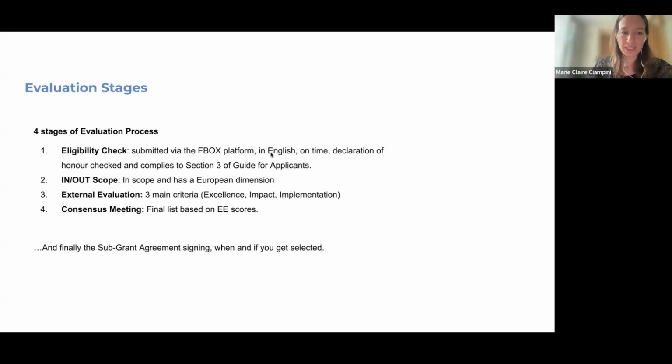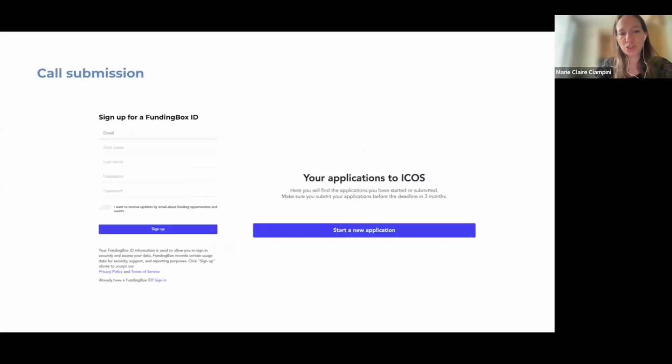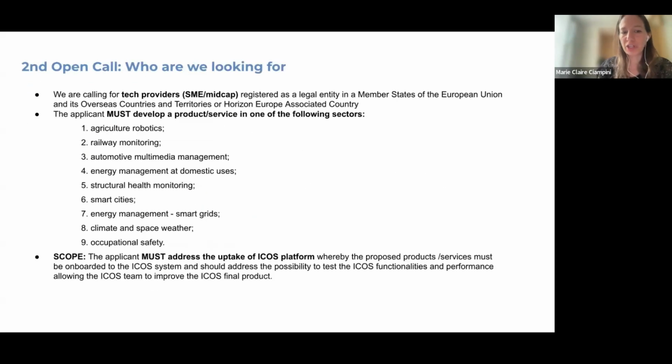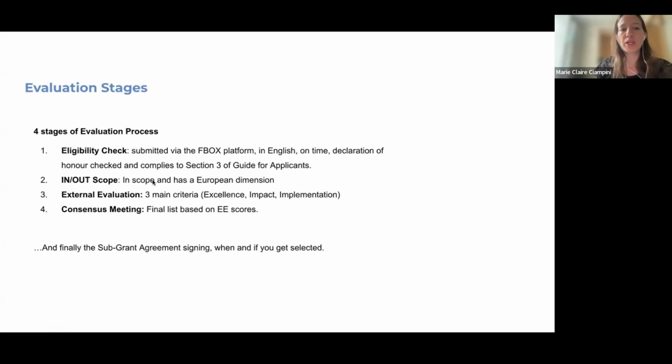So once you've passed that stage, there is an in and out scope screening, which is where the selection committee of the ICOS project, so technical partners and Funding Box, come together and we review whether your application is in scope and has a European dimension. As I mentioned, in scope is what we've discussed earlier, that you must address the uptake of the ICOS platform with your product or service. So once we check if you're in scope and your project has a European dimension, we notify you if you have passed to the next stage or not.